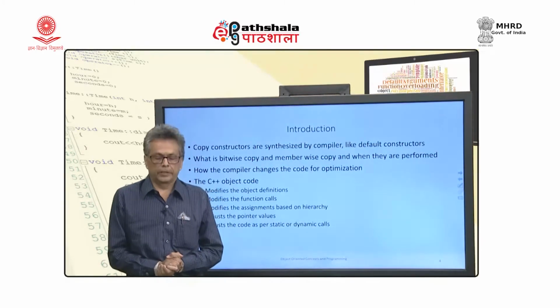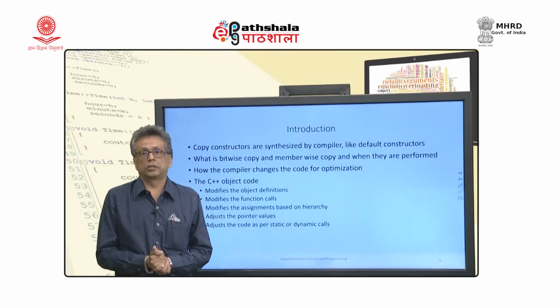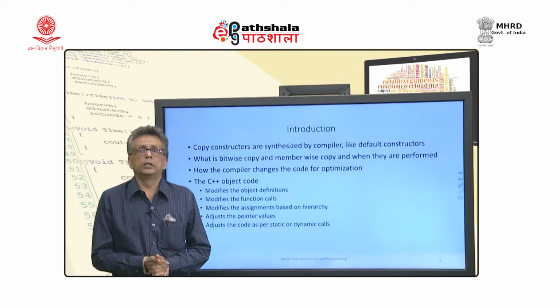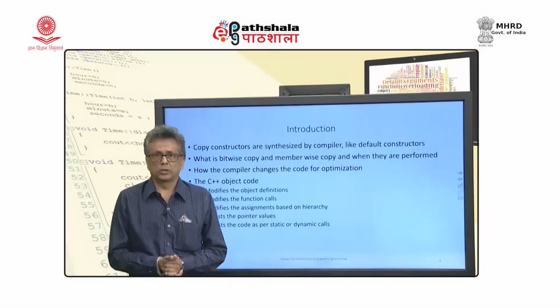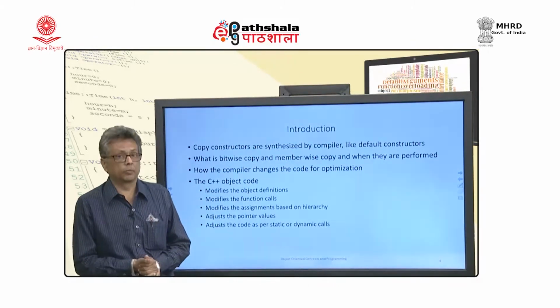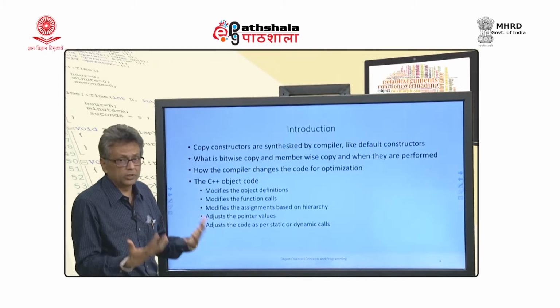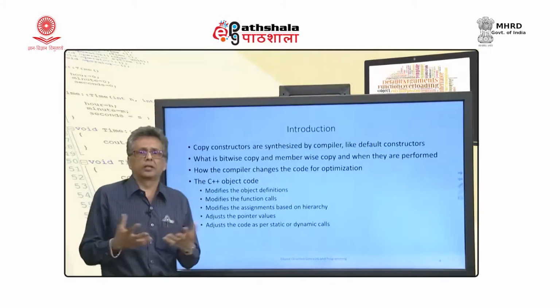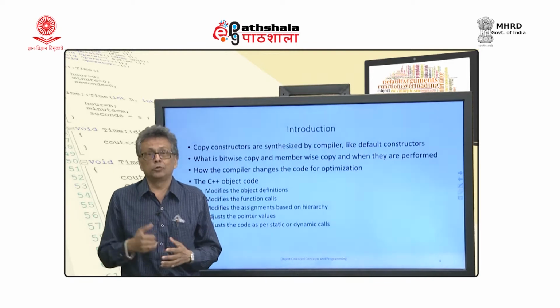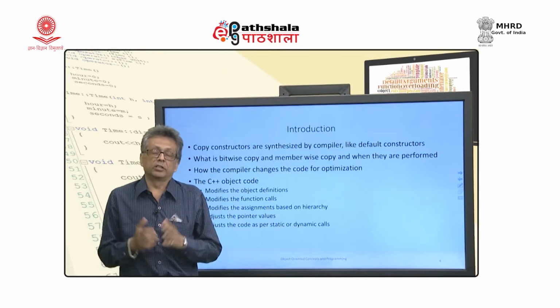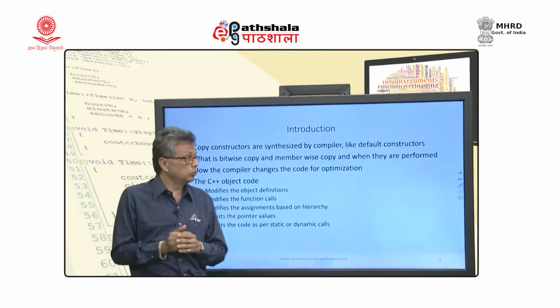Welcome back, friends. This is the final module of this course on OOCP. Let us continue talking about the object model, the C++ object model. In this particular module, we are going to look at some ways the compiler is going to change the code. Obviously, we have seen the reasons why the compiler is going to do that for us.